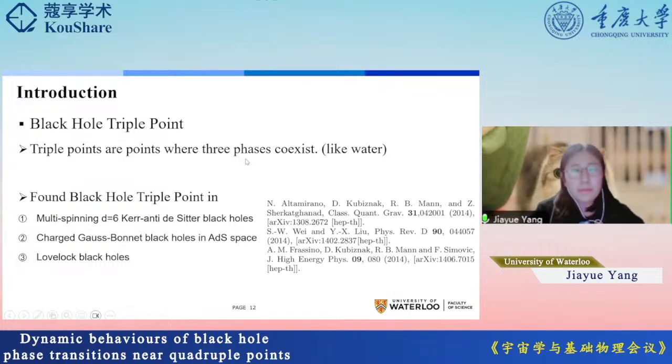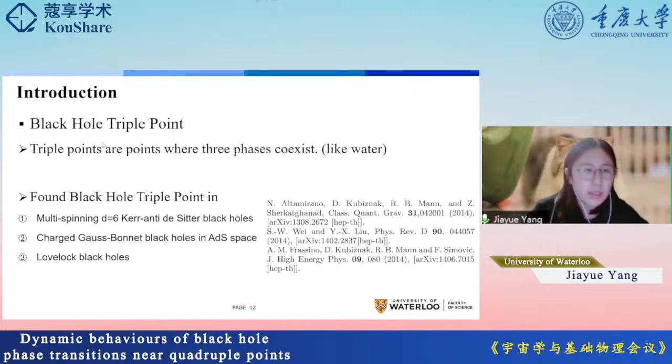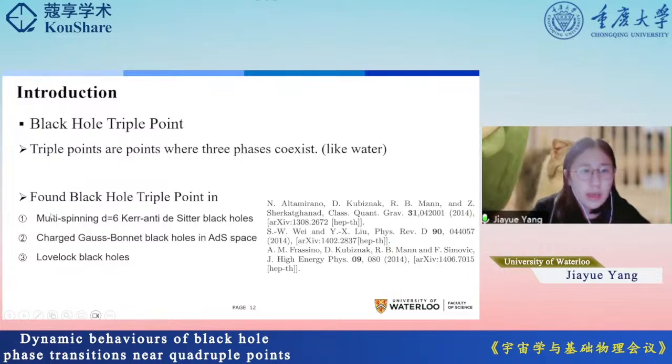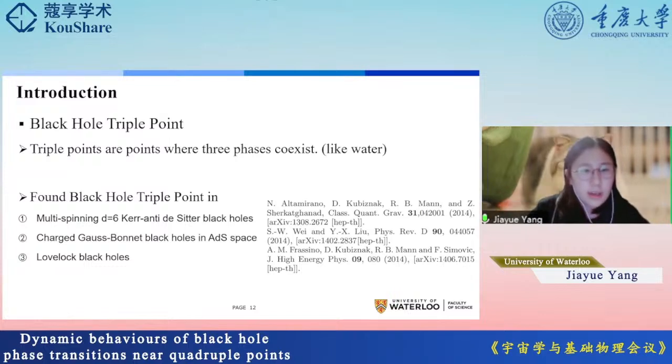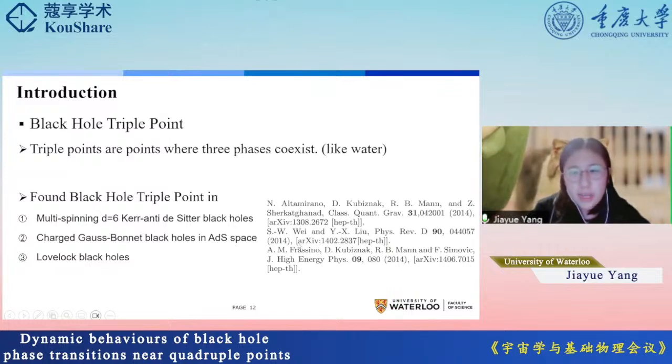And there are many papers studying the black hole triple points. In these 3 papers, the multi-spinning higher dimensional black holes and also the black holes with higher curvature corrections can all have black hole triple points. And these are the references for these studies.